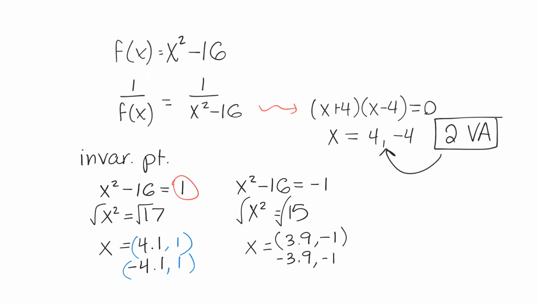So here we go. You actually end up with 4 invariant points when you have a quadratic and you have 2 vertical asymptotes, right? But the process doesn't change. You're still setting it equal to 1 and -1. It's just the algebra that changes. Don't let that get you.